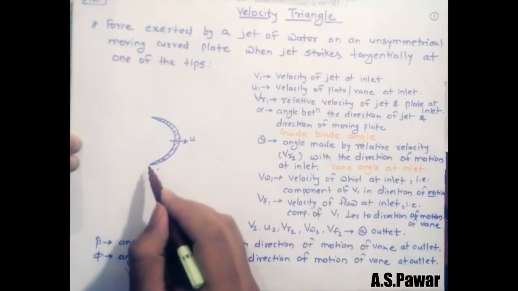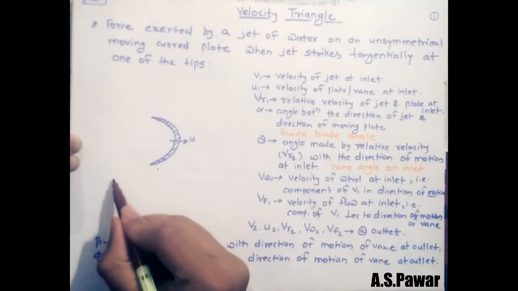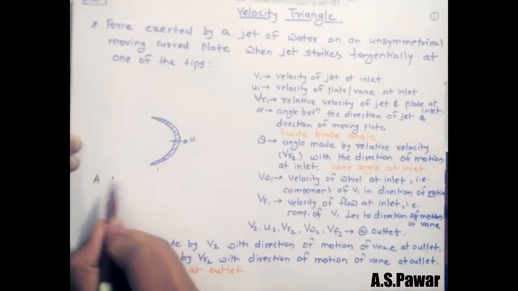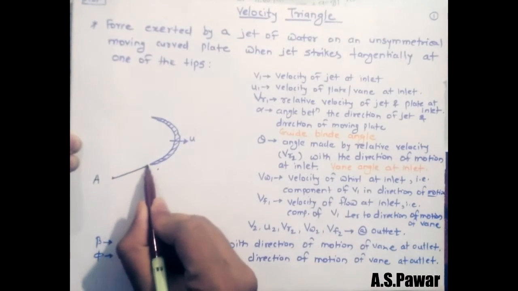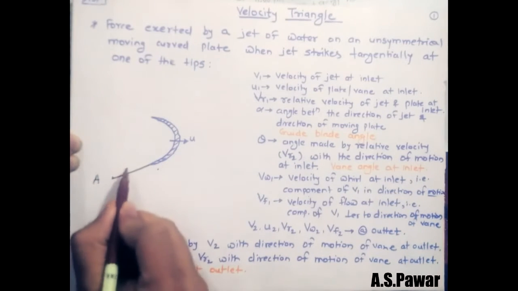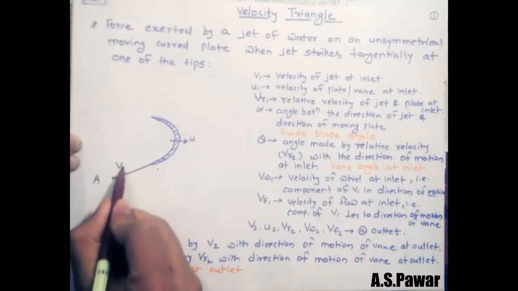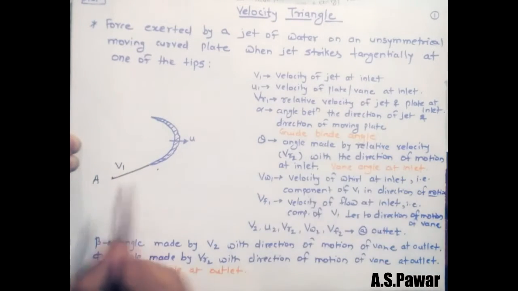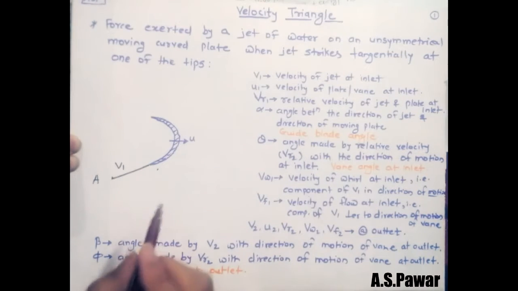So let us try and draw the jet. Suppose this is a random point which I have considered. Suppose this is point A. Now from that point A, a jet is striking this curved plate at this particular point. So this jet is having the velocity of v1, which is written here. Velocity of jet at the inlet is v1. We are considering this as the inlet.